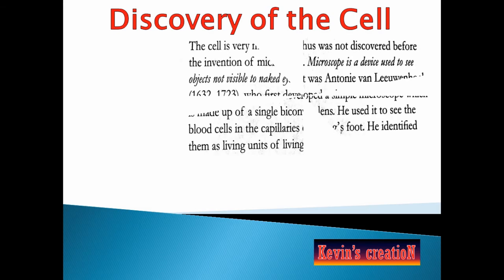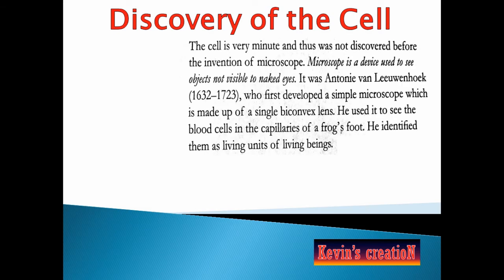Now, in the beginning, nobody knew about the cell. It was not discovered. And why was it not discovered? Because you cannot see it with your naked eyes. So the first thing was to invent something with which you can see the things which are very small. So the microscope was invented. What is a microscope? It's a device which is used to see the objects which are not visible to the naked eyes. So it magnifies the small things so that you can see them.